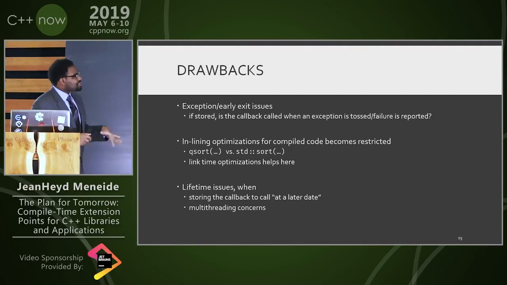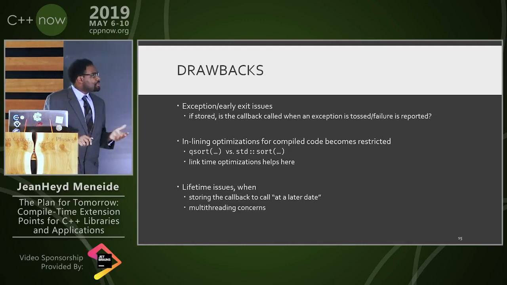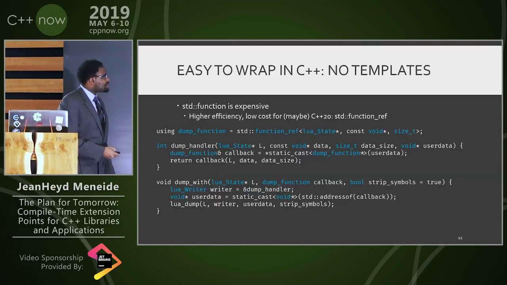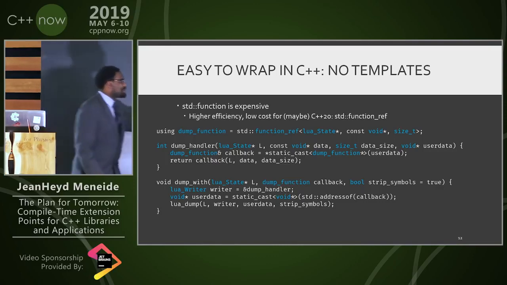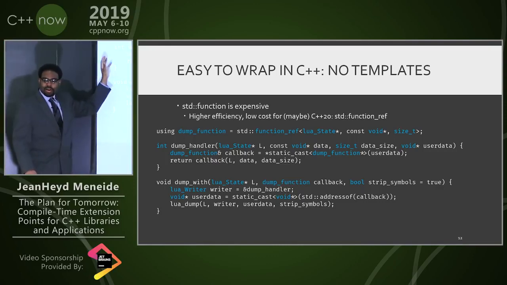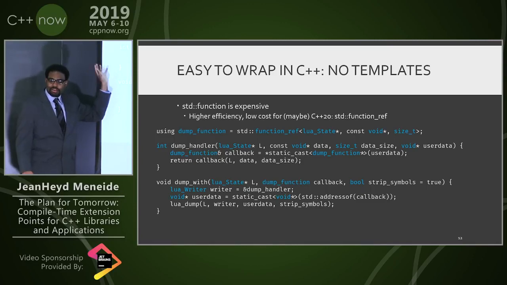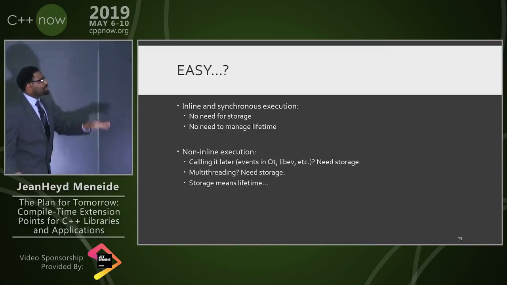Drawbacks: exceptions. These are C APIs, but as you can see from the code I wrote here, Lua dump is a C call, but my dump handler is not, right? So what if I toss an exception? There's all these things, right? And as you can see here, I don't have any try catches, and I've not handled exceptions, I've not handled early exit issues, right? All of that's kind of important.